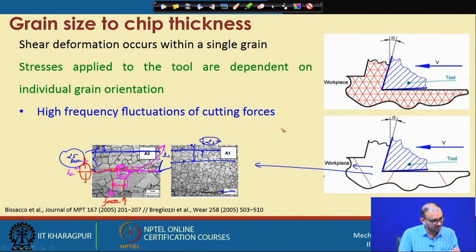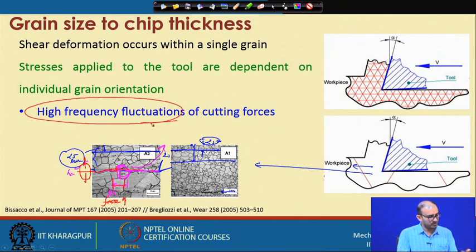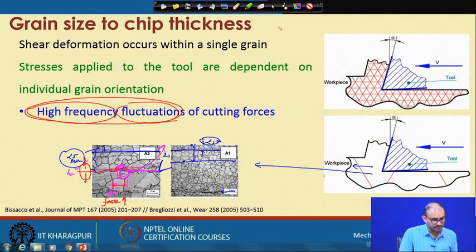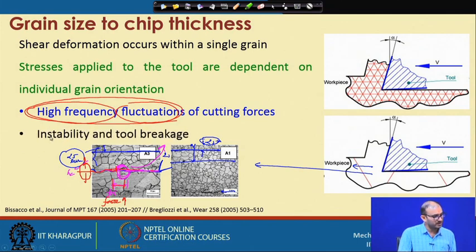So that is the reason you end up with high frequency fluctuation, because we are going at a very high speed, and that is the reason for the high frequency, and the fluctuation is because sometimes you need high force, sometimes you need less force. And because of that, what is happening is instability and tool breakage, because we know that our tool diameter is also very small, because if you consider the tool, our tool is something like this.